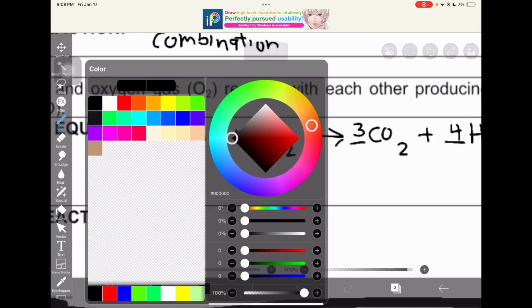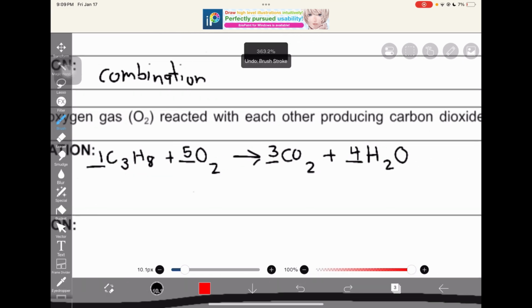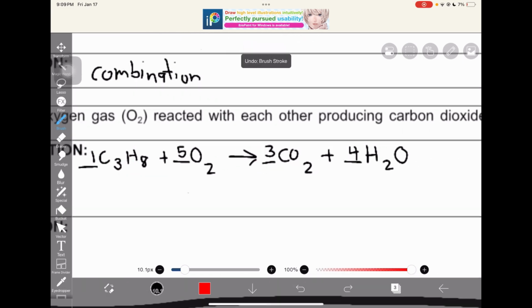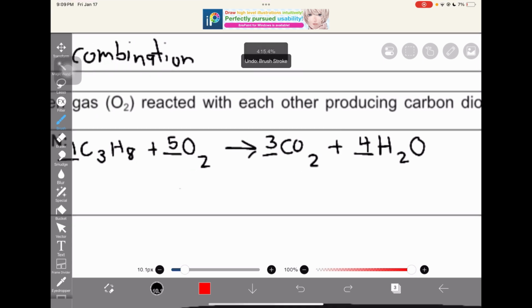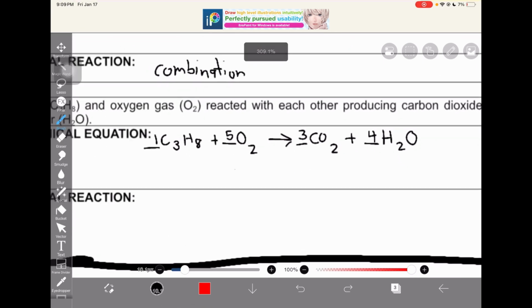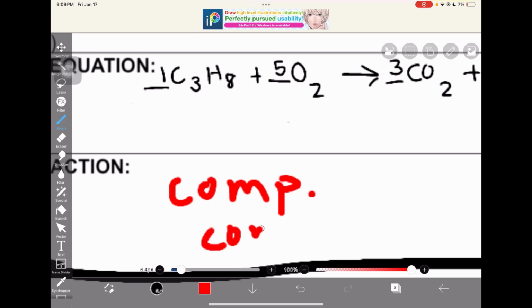So we have the 3C here. We also have the 3C here. We have 8 hydrogens. This is also 8 hydrogens. We have 10 O2s, 6 of which are here. 3 times O2 is 6 O. Then O times 4 is 4 O. So 6 O plus 4 O is equal to 10 O. Therefore, this is a balanced equation. And this is pretty obviously complete combustion.